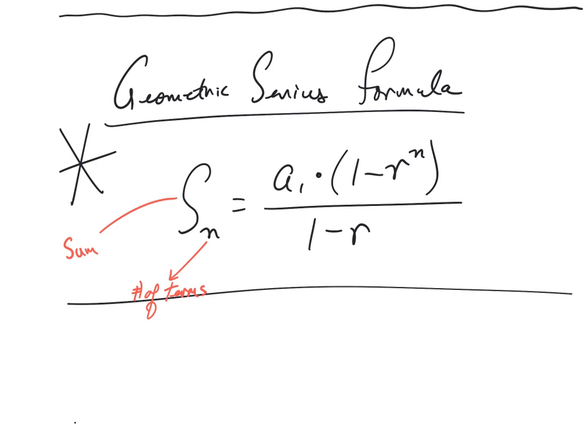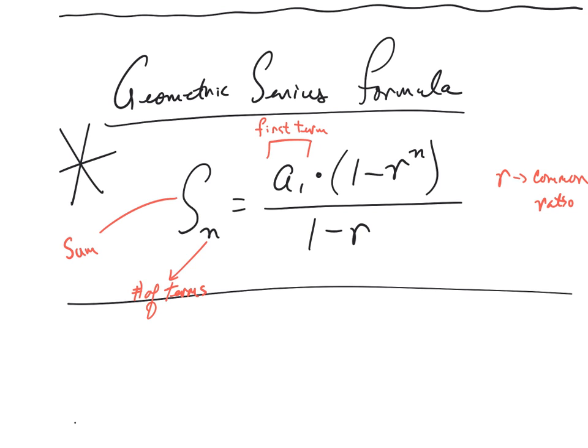We're going to have a sub 1, so this would be the first term, multiplied by 1 minus r. Of course, r is the common ratio, and I'm putting that off to the side because you see the r in two different places there. But it's 1 minus r raised to the n power, all divided by 1 minus r.